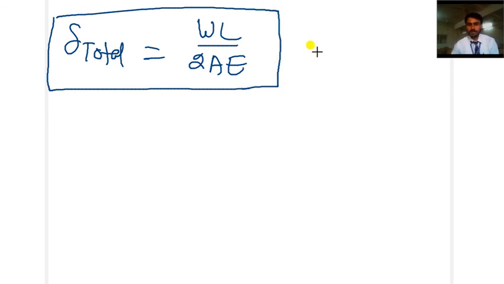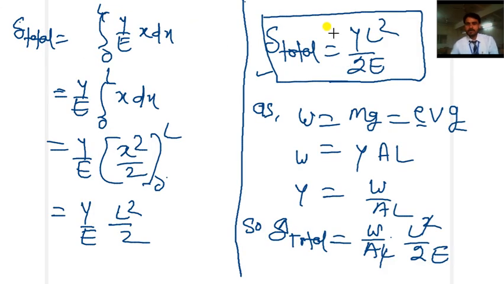If we have the weight of the member or bar, we can directly calculate the total deformation by putting the value of weight, and if we have density, we can put the density here and calculate the overall deformation due to the self weight. We can use any formula as per the data given, right? So by adopting that process, we can calculate the deformation of a bar due to self weight.